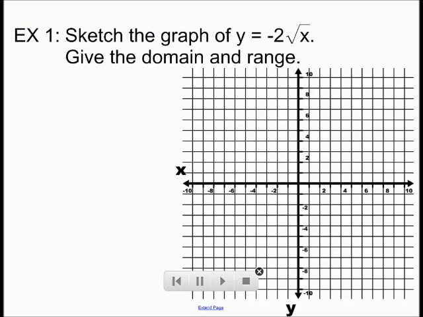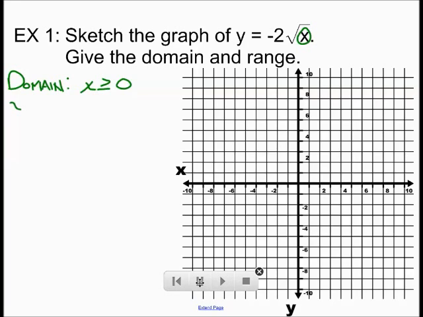Okay, here we go. So we're being asked to sketch the graph of y equals -2 times the square root of x. And we're also being asked to give the domain and the range. Actually, the domain is the best place to start. The domain's important. That's all the possible inputs of your function. Usually it's been all real numbers for us, but with square roots, we can't take the square root of a negative. So this value in here, x, has to be greater than or equal to 0. It cannot be negative. That's our domain.